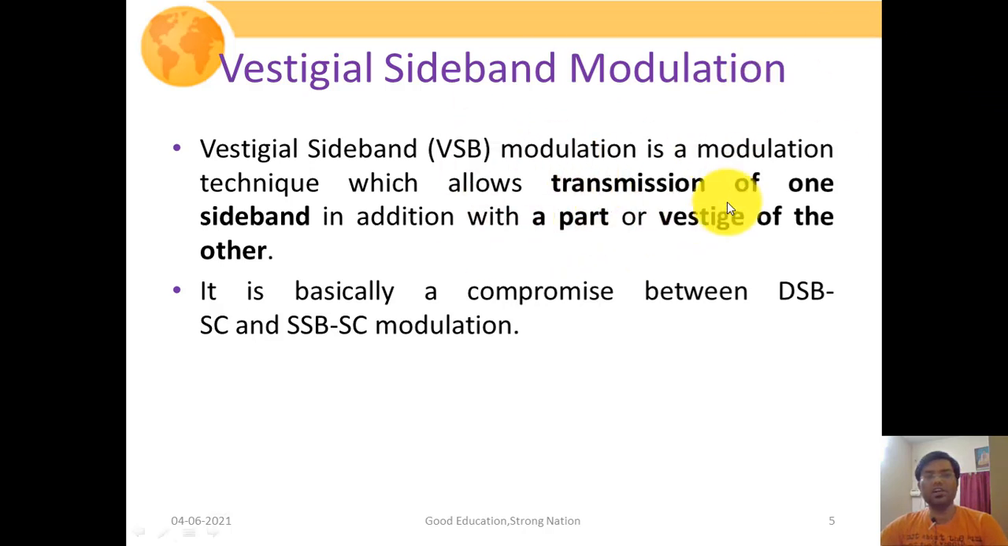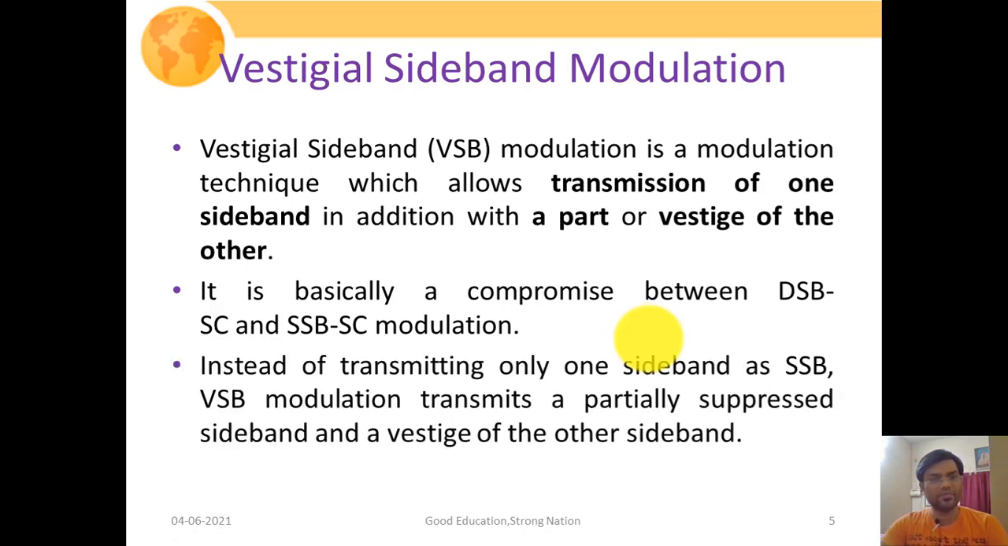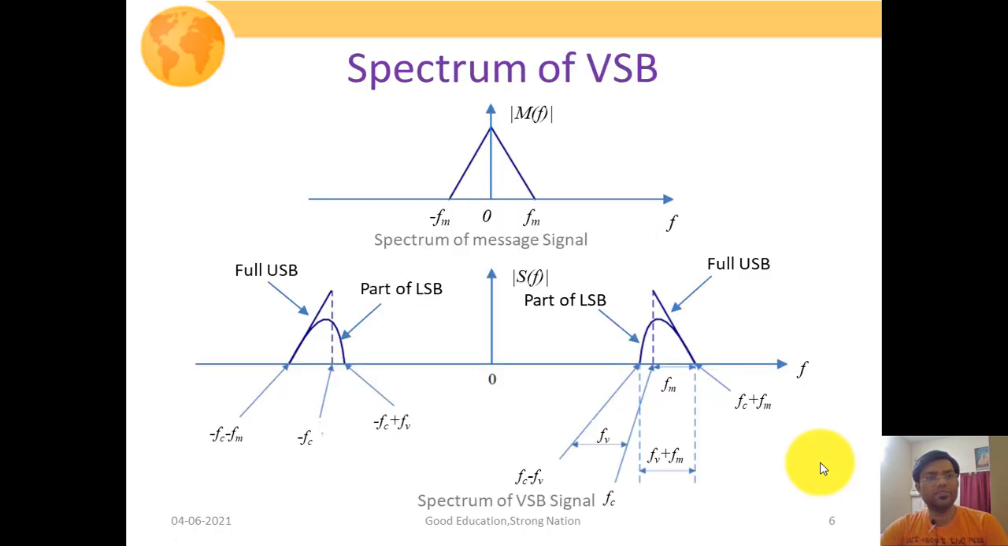So it is basically a compromise between DSB-SC and SSB-SC modulation, since we are transmitting one complete sideband and some portion of another sideband. So obviously the bandwidth requirement of VSB-SC signal is greater than your SSB-SC signal, but it is quite lesser in comparison to your DSB-SC signal. So instead of transmitting only one sideband as in SSB, VSB modulation transmits a partially suppressed sideband and a vestige of the other sideband. So this point is the same as what we have discussed above.